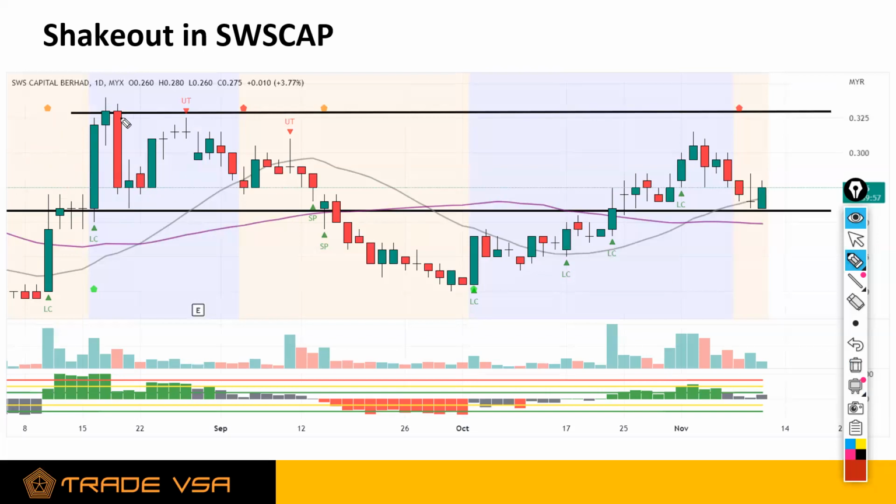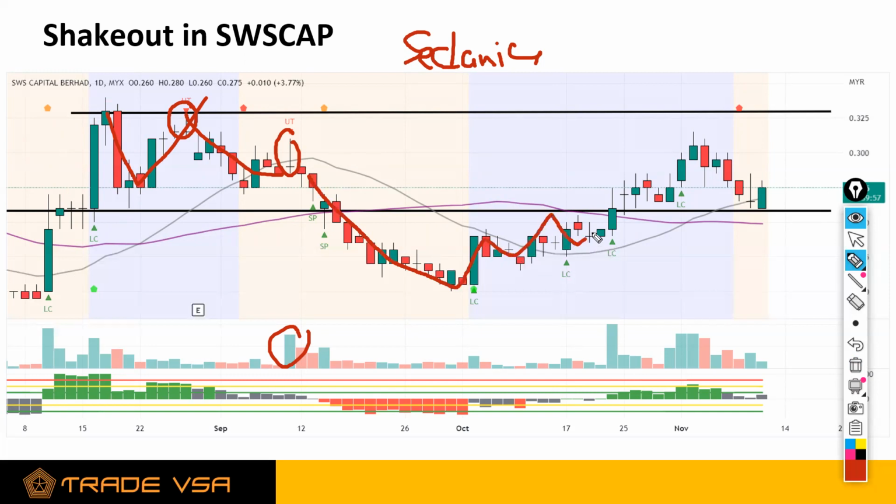Now what usually happens, if you notice the pressure test back, we got upthrust over here. Of course, here we got upthrust with increasing volume as well. So normally it will make a shakeout. This kind of reminds me of Sedania too, but Sedania got more weaknesses. Sedania got lots of weaknesses at the resistance. So what happens is that the price will drop below these support areas, trying to go back.